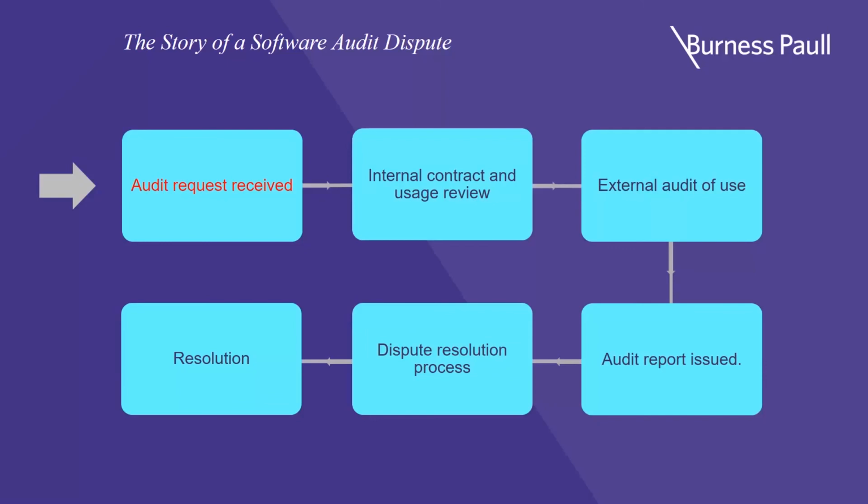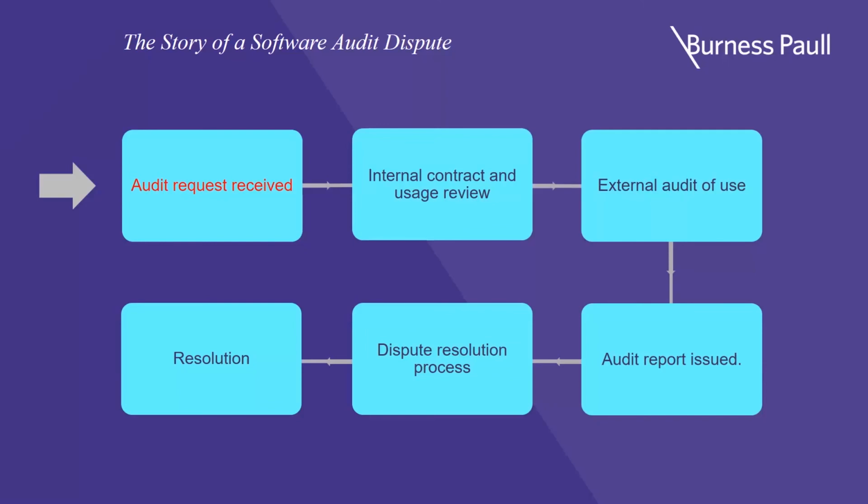This flow chart shows the story of a software audit dispute which Callum and I worked on recently. Callum's already touched on this. Our client was a UK PLC who instructed us following an audit by a Big Four accountancy practice. The outcome of that, and the letter, was saying that our client owed the vendor in excess of $30 million. That's an additional $30 million onto what they were already paying. They hadn't budgeted for that.